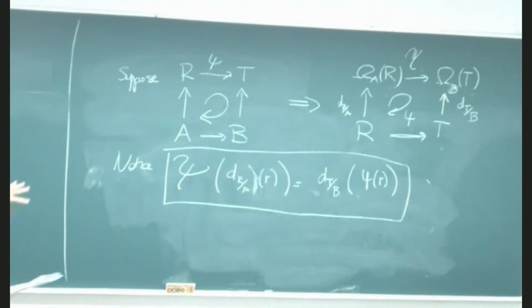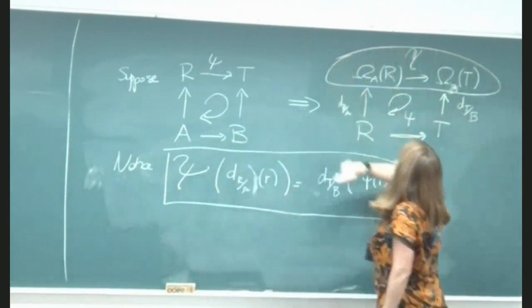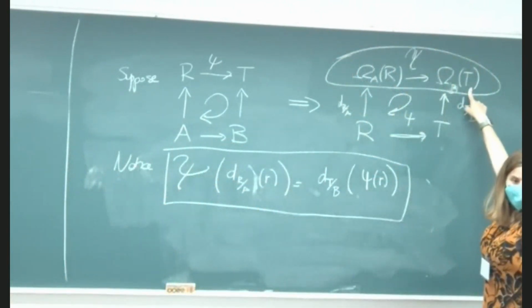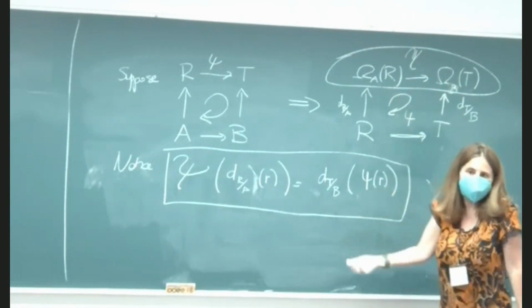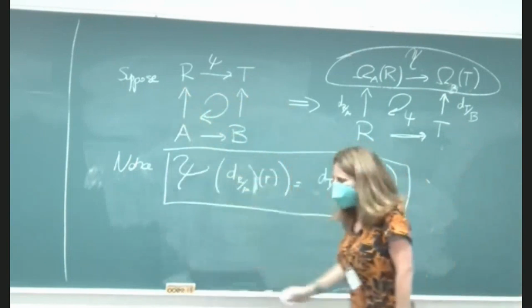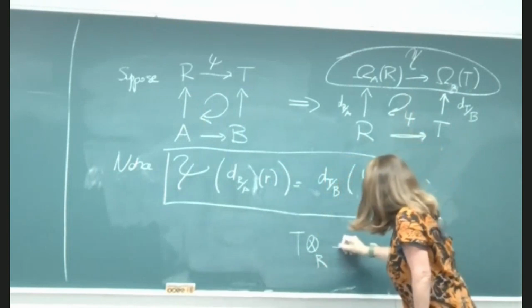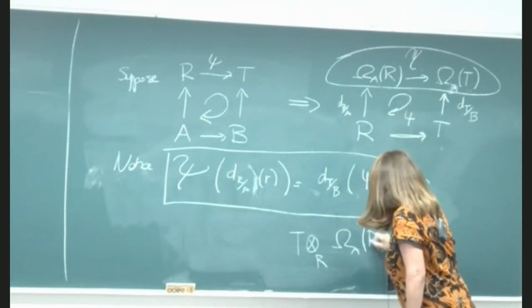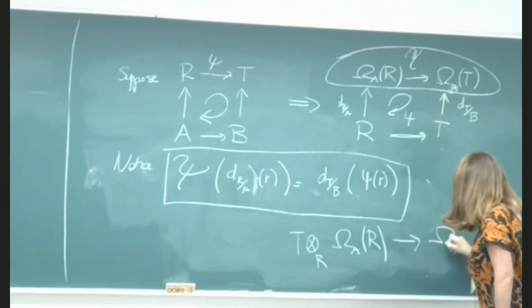Not only do we have this map, which is going to be very important, this is a T module. I want to make this into a T module. How can I make something a T module? Just tensor over R with T. Remember that T is an R module. So I can make this. This is an R module. And then this map induces a map here.